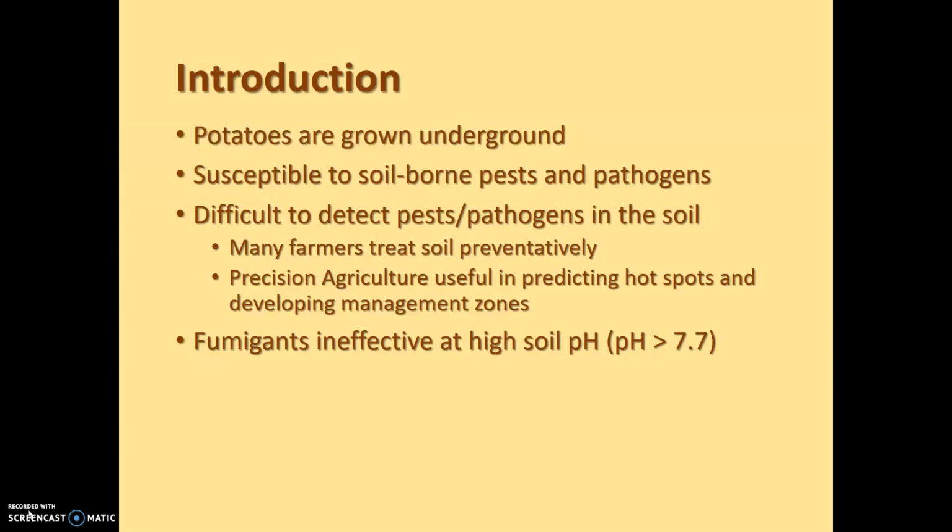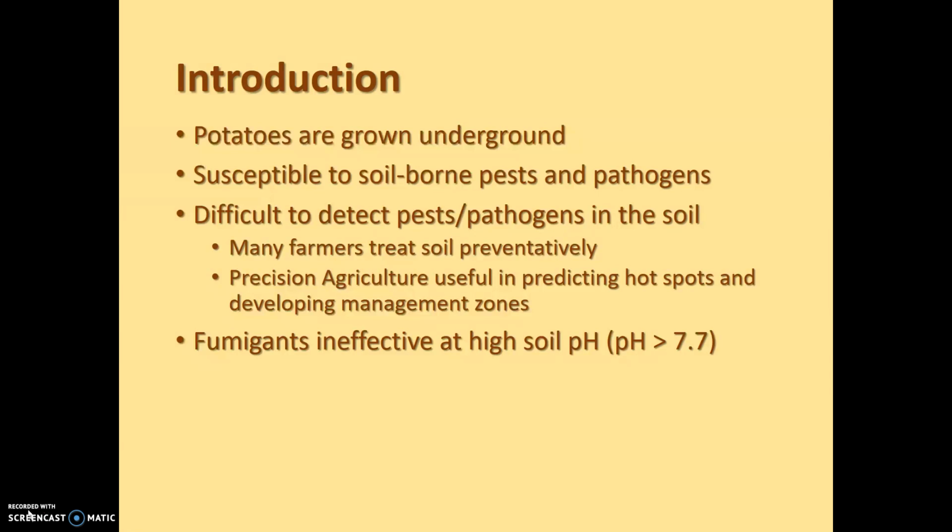Precision agriculture could be useful in predicting hotspots and developing management zones for treating those hotspots. Right now, a lot of farmers just apply fumigant to the entire field. There'll be a fumigation with Vapam, which is very toxic. It's one of the main ways that these pests and pathogens are treated or controlled. It's not always effective, and it's been noted that it's ineffective at high soil pH above 7.7.